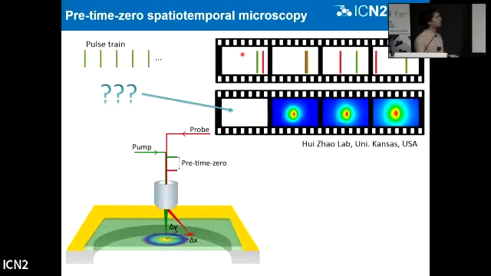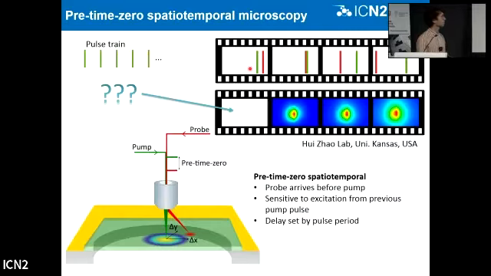This comes from the fact that it's not a single shot experiment where we're sending just one pump and one probe, we're sending a continuous train of pulses. So when we talk about the probe arriving before the pump has reached it, we're actually sensitive to the remnant excitation from the previous pump pulse. So to reiterate, the probe arrives before the pump, is sensitive to excitation from the previous pump pulse, and this delay is now set by the pulse period, so the separation in time of adjacent pulses.